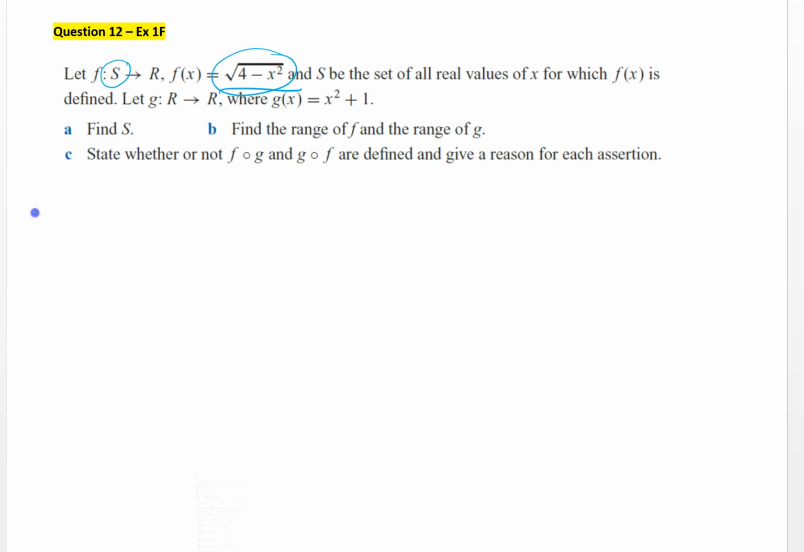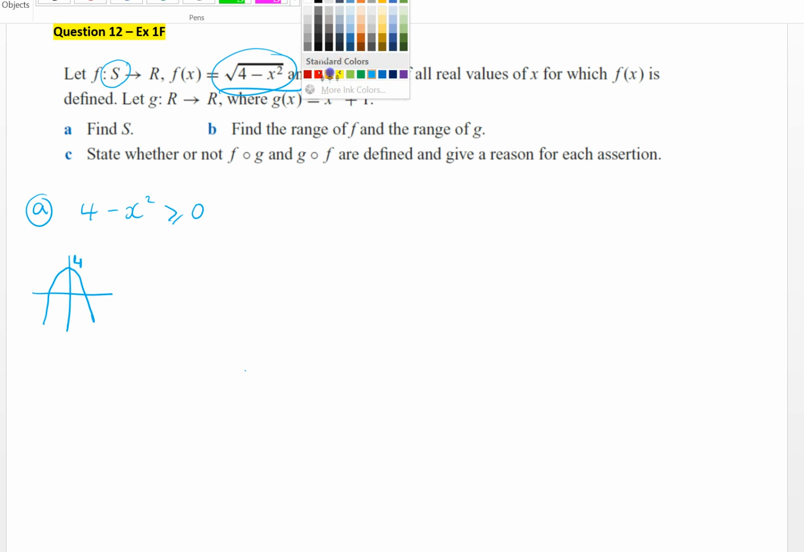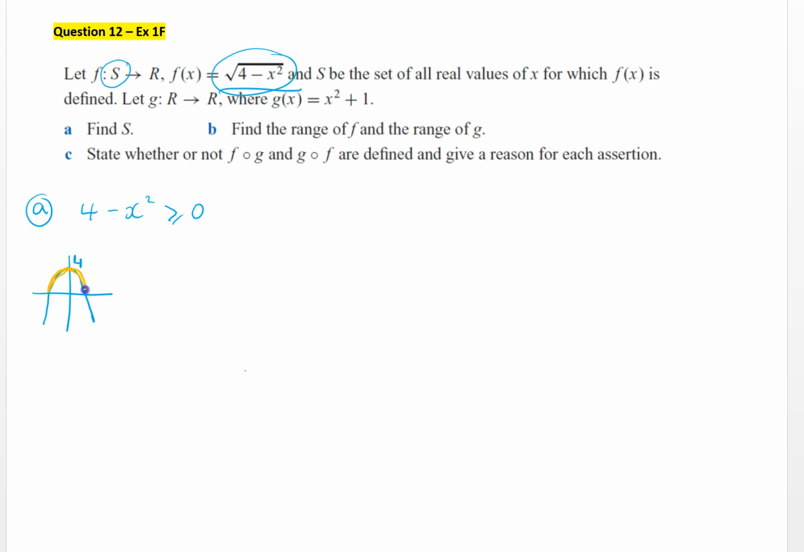So because it's a square root function, we know that underneath that square root sign, 4 minus x squared, has to be greater than or equal to 0. So to be safe, remember we've said in class, if we draw a little sketch of that, I know it's an upside down parabola with a turning point at 4, then what I'm actually looking for is this part of the graph here. When is that greater than or equal to 0? It means that part of the graph. So what I'm trying to do is find these two x-intercepts.